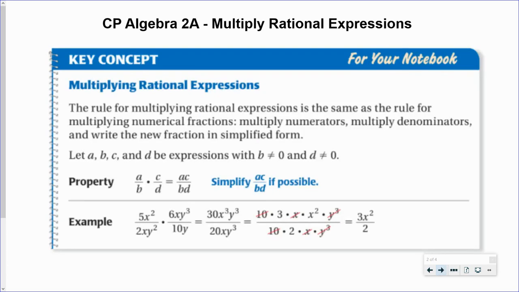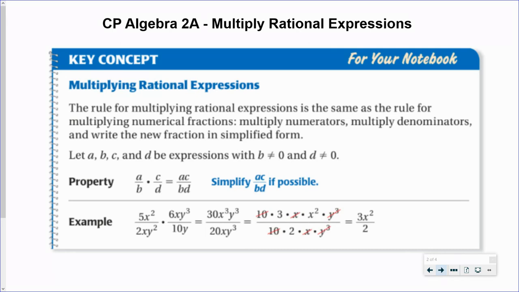This next page just gives you a breakdown of what we just went over. Again, it says the rule for multiplying rational expressions is the same as the rule for multiplying numerical fractions. Multiply numerators, multiply denominators, and write the new fraction in simplified form, which is exactly what we did.